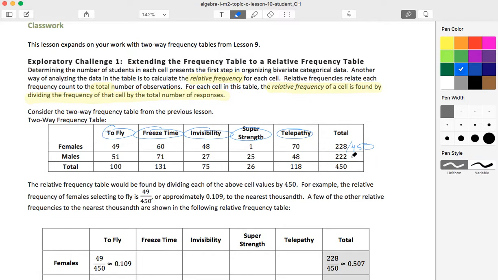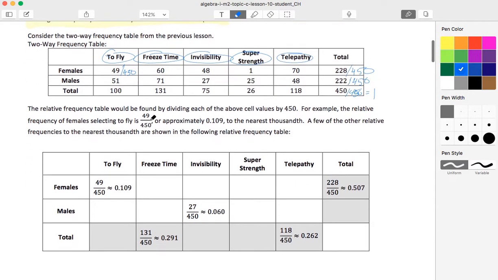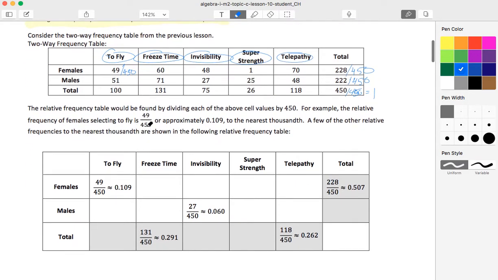So the relative frequency is when we just take the number and we divide it by the total number. So if we divide the total number by the total number, we're definitely going to get 1. The relative frequency table would be found by dividing each of the above cell values by 450. I kind of started it in this total column, but you would divide everything by 450. For example, the relative frequency of females selecting to fly is 49 divided by 450, or approximately 0.109.